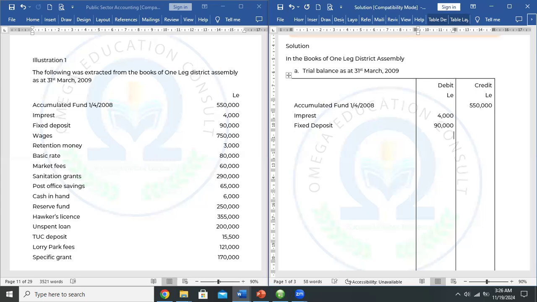Great. Wages, I think we don't have to waste time on this one. Wages, as we all know, is an expense. So all expenses have debit balances. So some of the items are very easy.